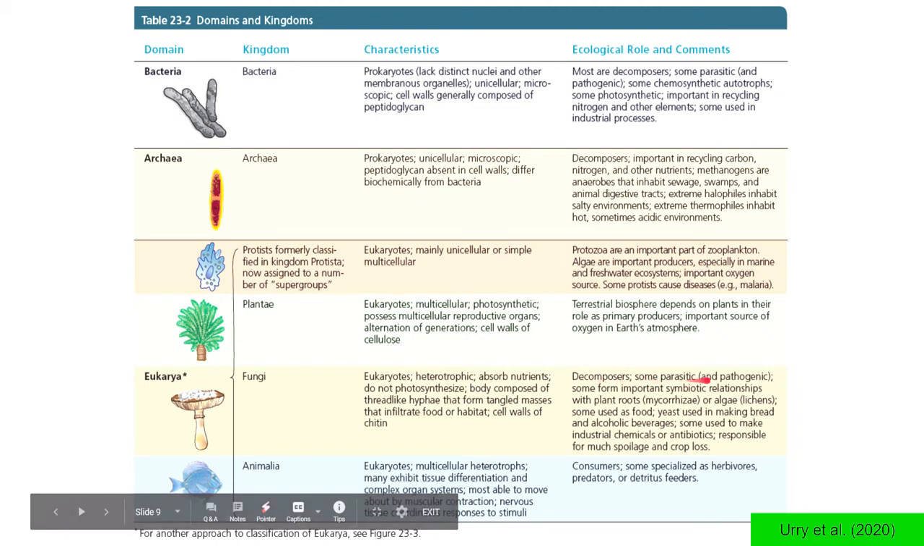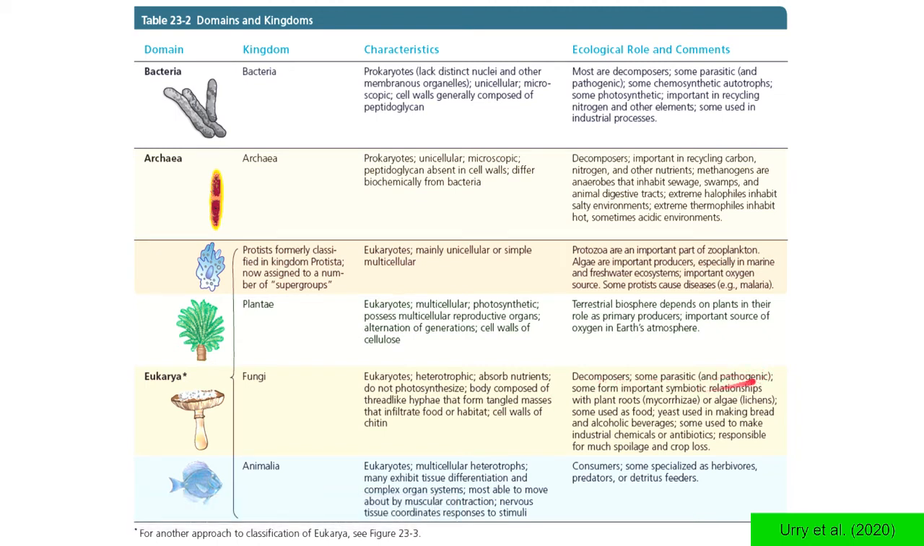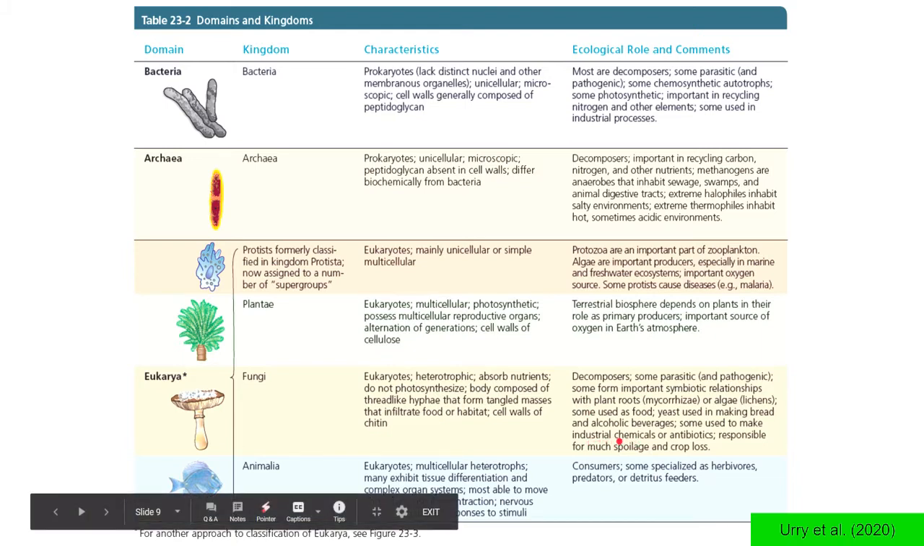Some could be parasitic or pathogenic. So when we say pathogenic, they cause diseases. Right? Some form important symbiotic relationships with other organisms. So humans have taken advantage of their characteristics. Some have been used to create products, okay, food products and medical or pharmaceutical products, mostly responsible for spoilage of food and crop loss.